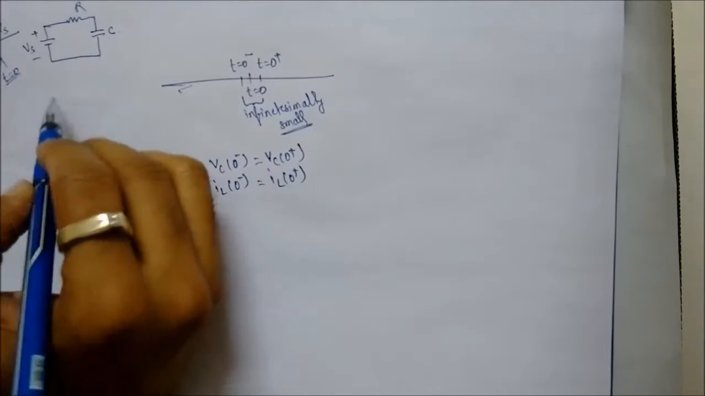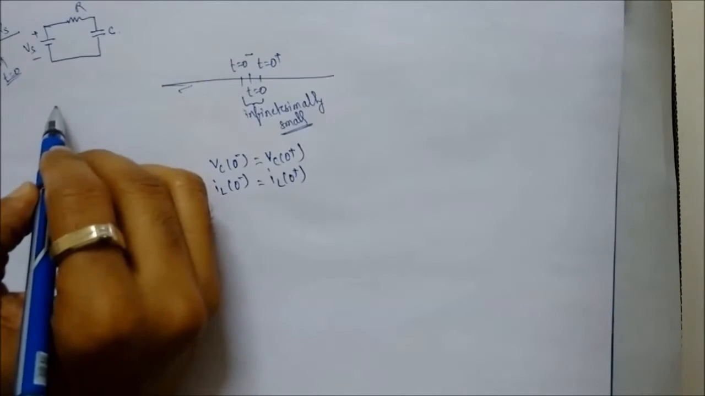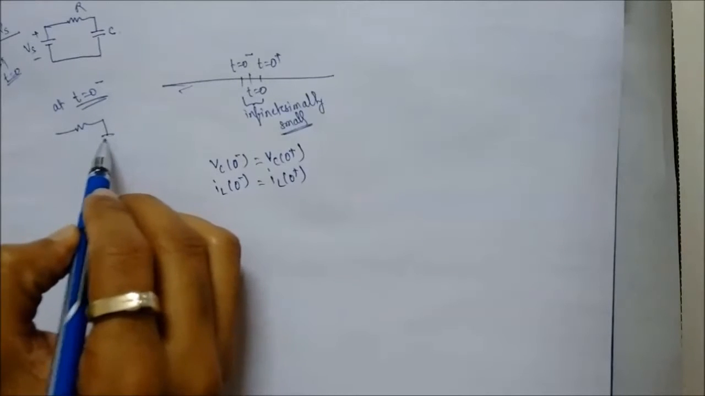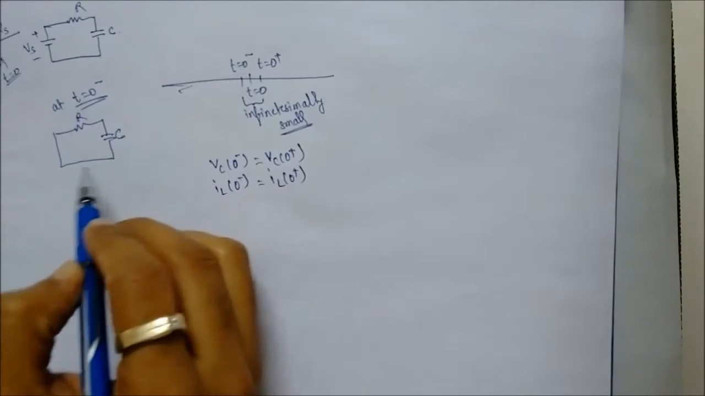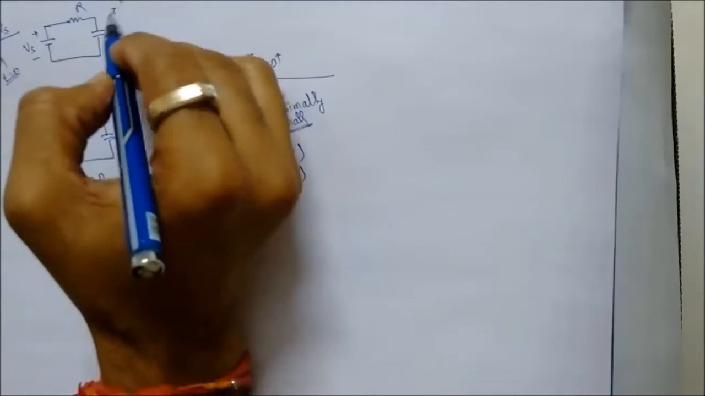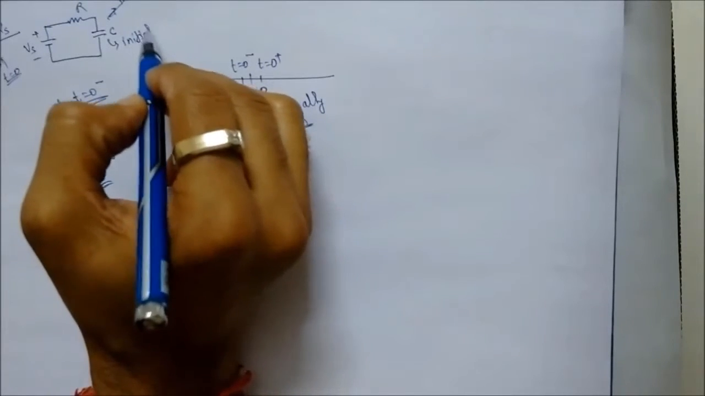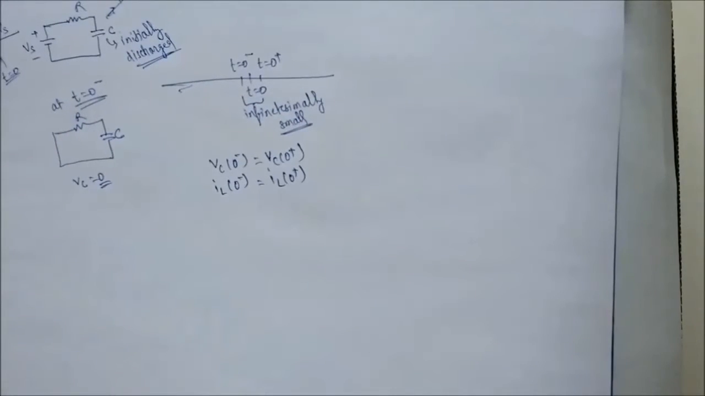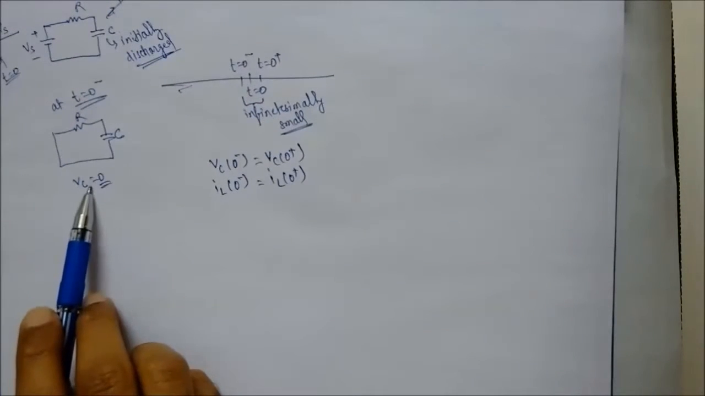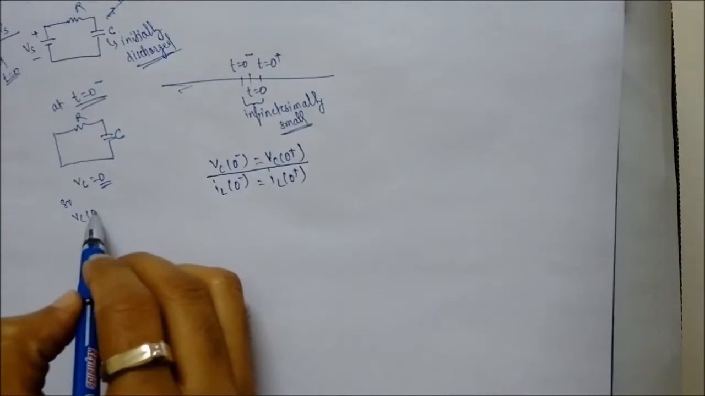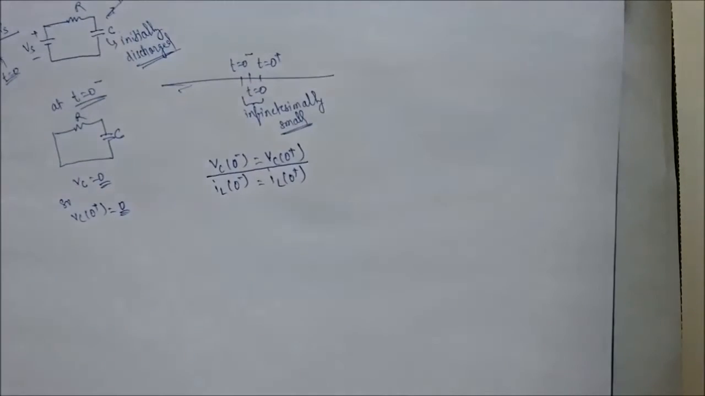What will be the condition at t equal to 0 minus? At t equal to 0 minus, since Vs is 0, what is the voltage across the capacitor? That is nothing but 0, because the capacitor is initially discharged. So at t equal to 0 minus, Vc is equal to 0, and as we have seen that Vc 0 minus is equal to Vc 0 plus, Vc 0 plus is equal to 0.